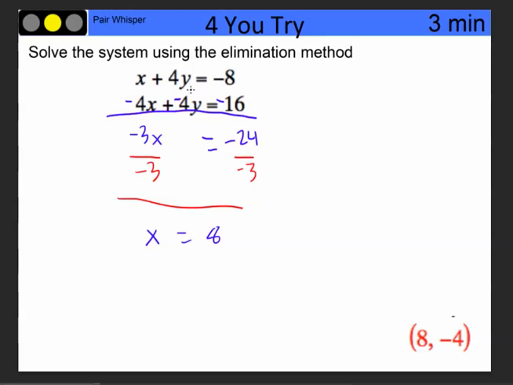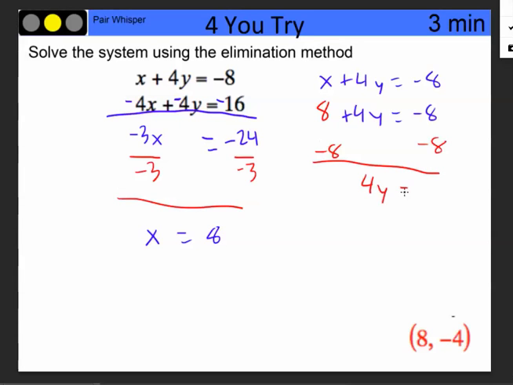Now I'm going to use this first equation because I think it looks simpler. x plus 4y equals -8. Substitute 8 in place of x. Subtract 8 from both sides. And divide both sides by 4. Get y equals -4.